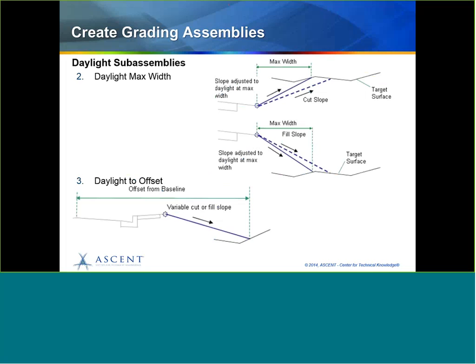All right, the next one is the daylight max. The slope used is determined by the maximum width permitted. So if the daylight link can touch the target surface within the maximum width parameter set, the slope is defined by the slope parameter. However, if the daylight link cannot touch the surface within the maximum parameter set, the slope parameter is ignored and the slope is defined by the width parameter and the difference in elevation from the hinge point and the target surface.